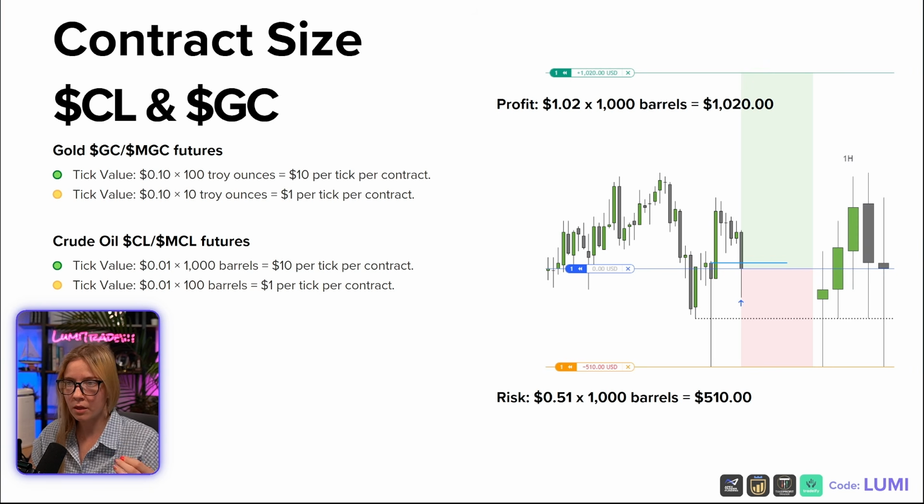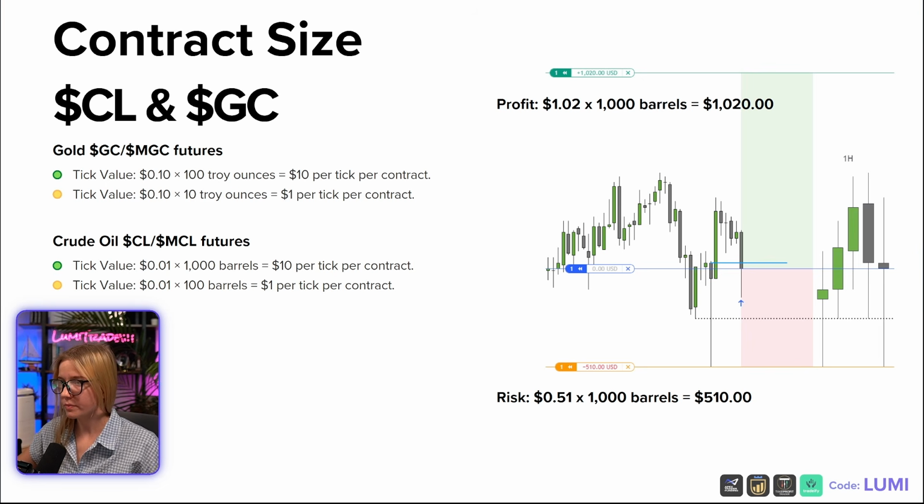So I will get $1 per tick per contract for micro CL. CL or micro CL futures tick value: CL moves every 1 cent, and for 1 cent, I will get $10 per contract per tick. For micro CL, exactly the same 1 cent, but I will get $1 per tick per contract.